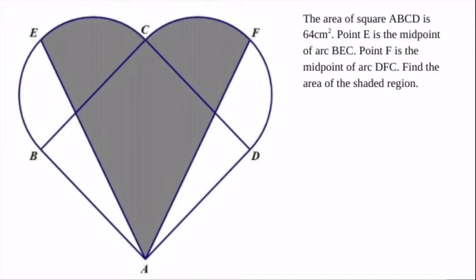We will be working on a geometry problem today. Let's take a look at the question. The area of square ABCD is 64 centimeters squared. Point E is the midpoint of arc BEC. Point F is the midpoint of arc DFC. Find the area of the shaded region.